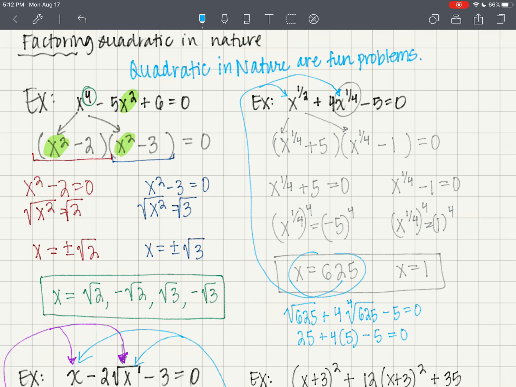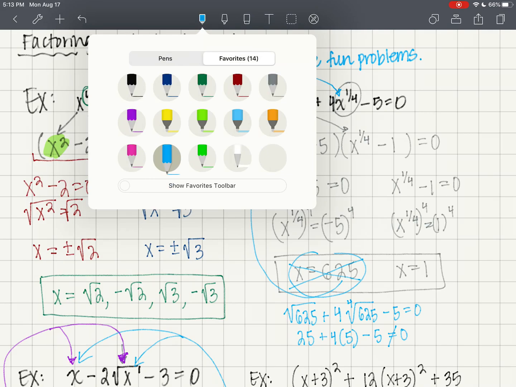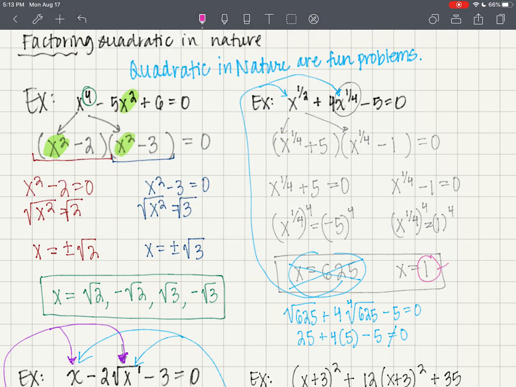25 plus 20 is 45. 45 minus 5 is not equal to 0. X equals 625 is extraneous. If I put the 1 in, we're going to get an answer.